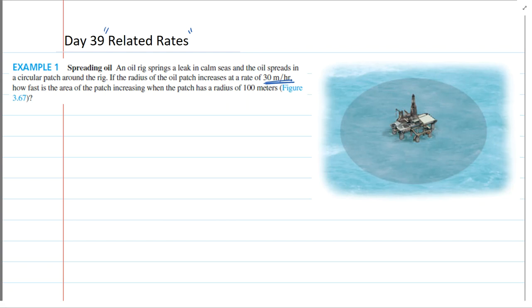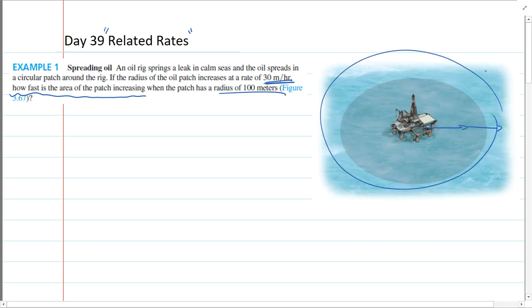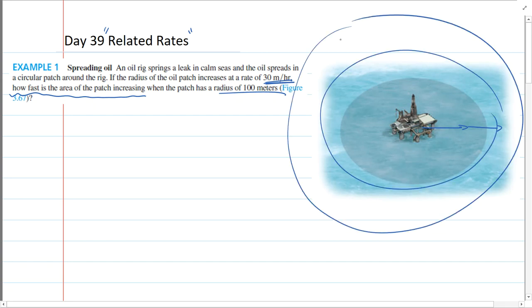So we would like to know how fast the area of the patch is increasing when the patch has a radius of 100 meters. Now think about that for a second. If the radius of this oil spill is really small, then the area itself is small. But if this radius is increasing at 30 meters per hour, think about how that area is changing. This circle is getting larger and larger, and because the radius is increasing at a constant rate, the area is actually increasing faster and faster and faster.